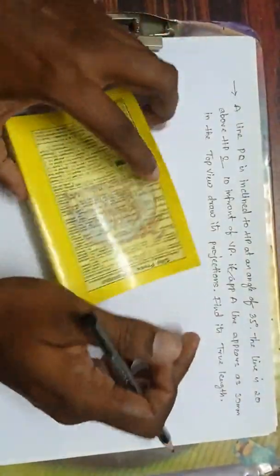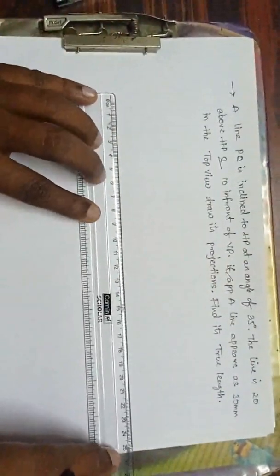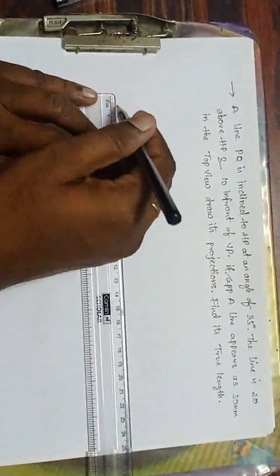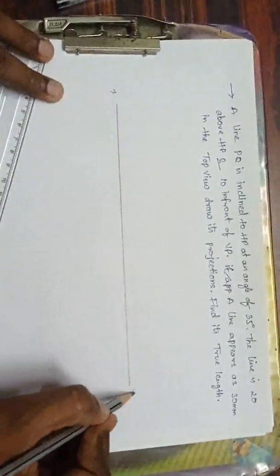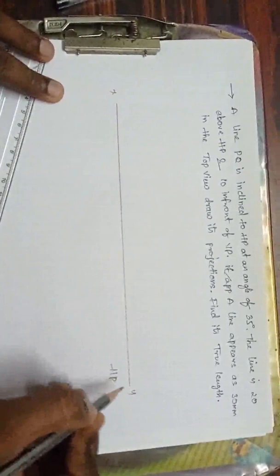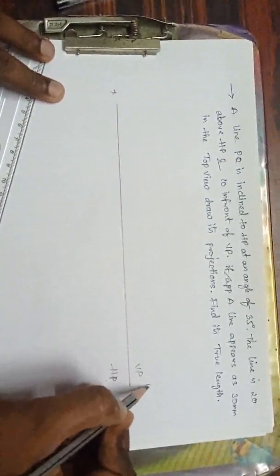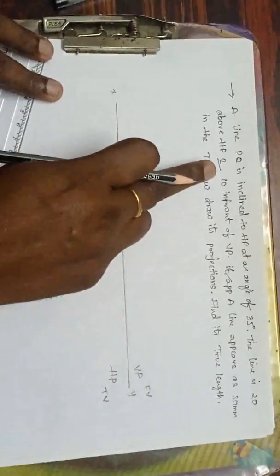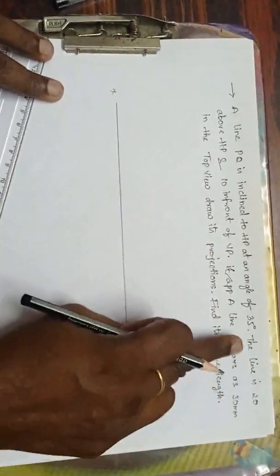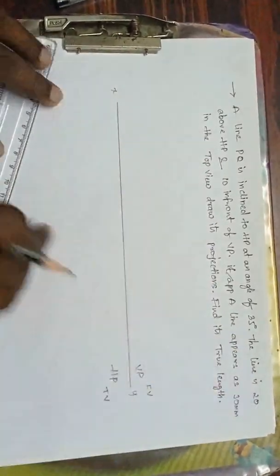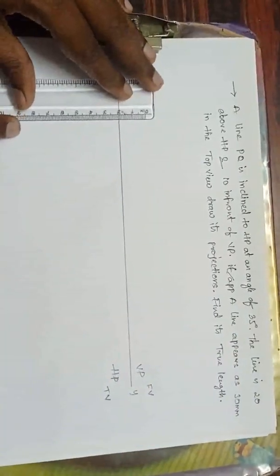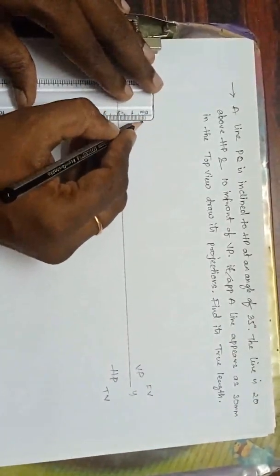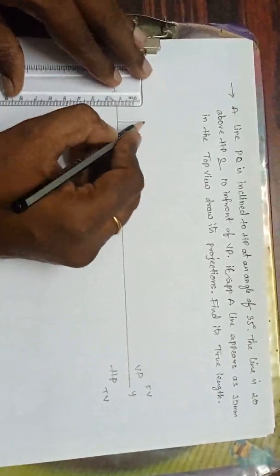Right. Now first what to do? First I will draw the XY line. Okay, without any hesitating, I just draw the XY line. This is HP, this is VP, this is front view, this is top view. Always. Next what to do? I have to draw the gaps. The line is 20 above the HP, means I will draw in the VP this line. So this is 20.